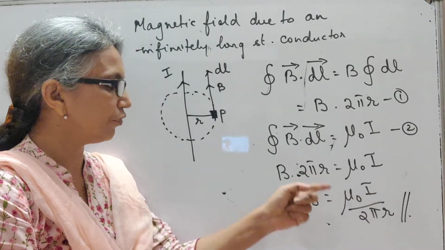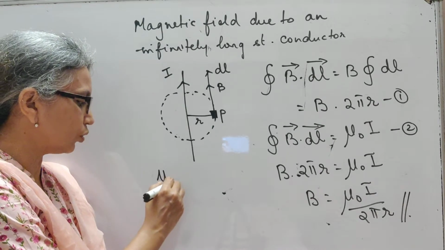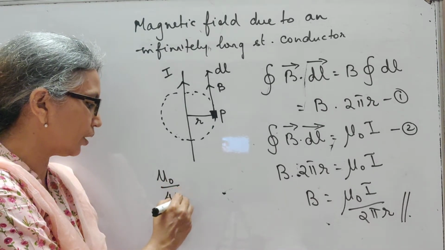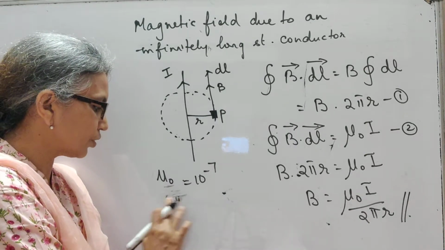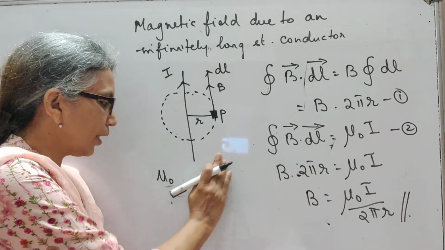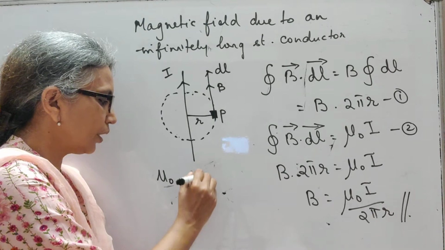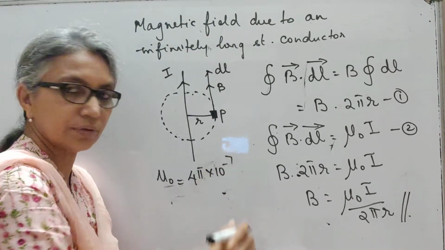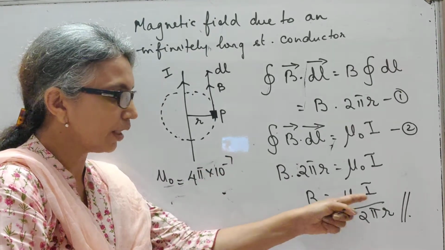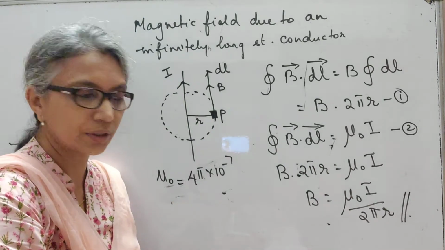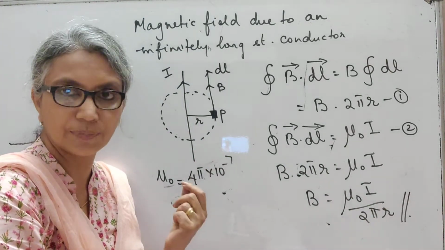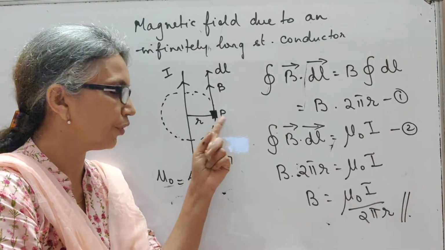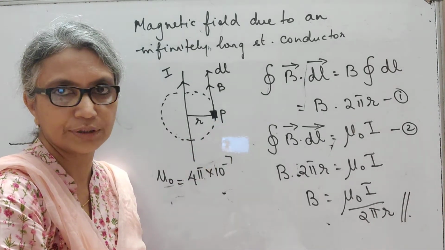Mu 0 is the permeability. Please remember, I told you mu 0 by 4 pi is 10 raised to minus 7. So here you will substitute mu 0 as 4 pi into 10 raised to minus 7. Now, I is the current enclosed by the Amperian loop, and r is the distance from the conductor where you are asked to find out the magnetic field.